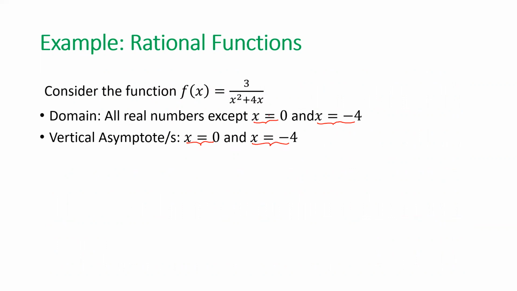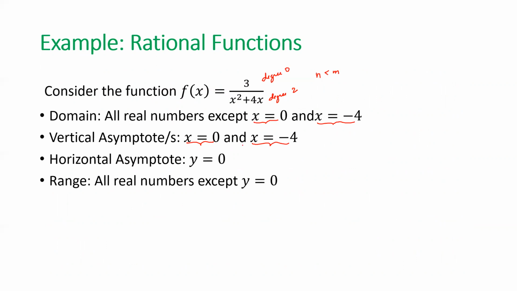Now for the horizontal asymptote, since the degree of the numerator is 0 and the degree of the denominator is 2, then n is less than m. So that means that the horizontal asymptote is the x-axis, or y equals 0. And the range will be all real numbers except the horizontal asymptote. But again, as I said earlier, it's still best to inspect the graph of the given function in order to determine the exact range of the given function.